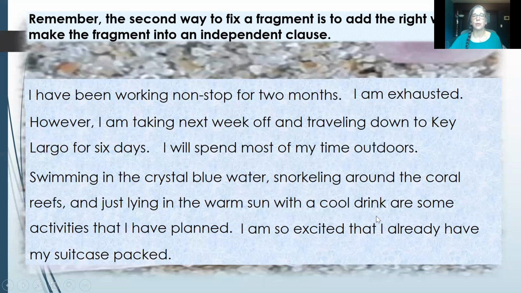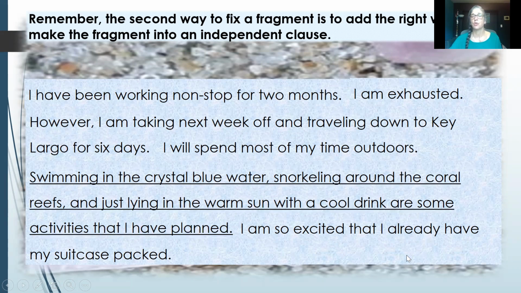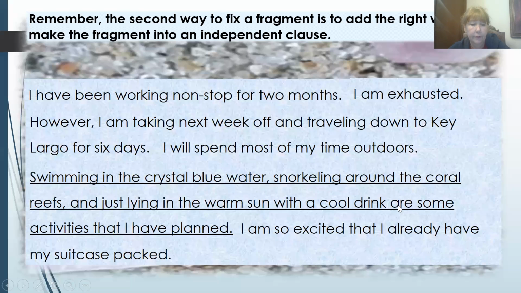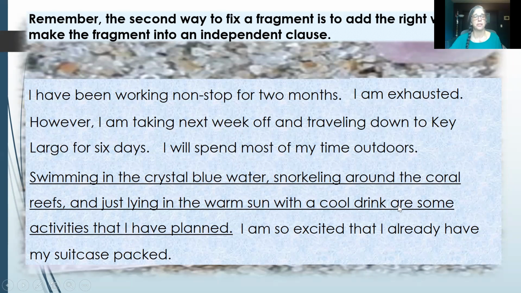And here's the second way. We're going to just leave that fragment, but we're going to add to it to make it its own independent sentence. Swimming in the crystal blue water, snorkeling around the coral reefs, and just lying in the warm sun with a cool drink are some activities that I have planned. Where's my verb now? Do you see the verb that I added, Joey? Are. And what are? Where are my subjects? What are some of the activities that I have planned? Swimming, snorkeling, and lying. Exactly.